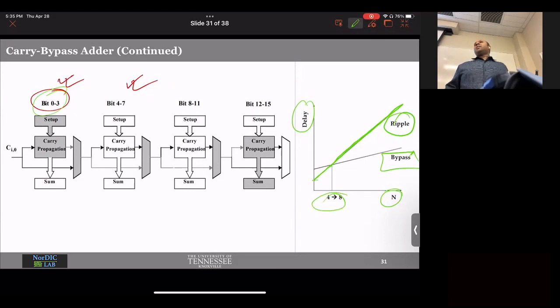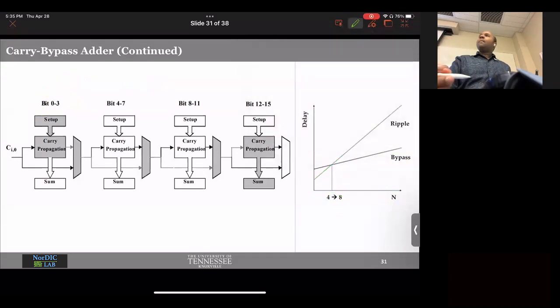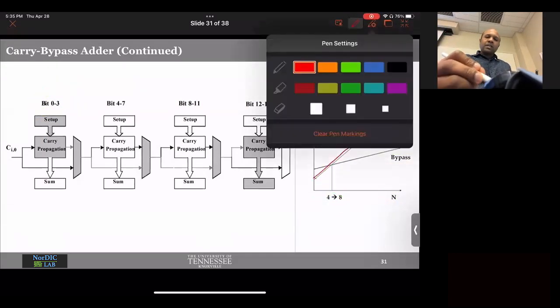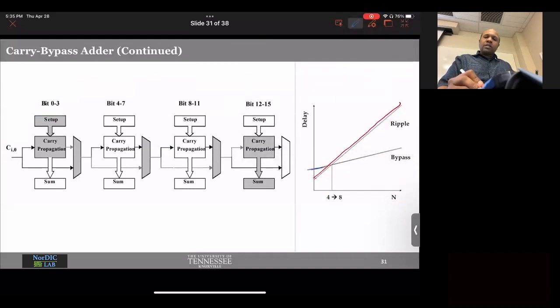Why? Carry will have to propagate gradually. If you have 64 bits, the 64th will be waiting. So that's why the delay increases as you have more and more bits to add. However, you see your carry bypass is even worse. It has more delay whenever you have less than 4 bits.